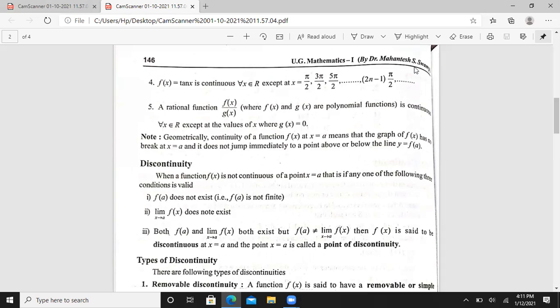Next, there are some notes. You read this one. The geometrical continuity of the function f of x at x equal to a means the graph of the function f of x has no break at x equal to a, and it does not jump immediately to the point above or below the line y is equal to f of a.